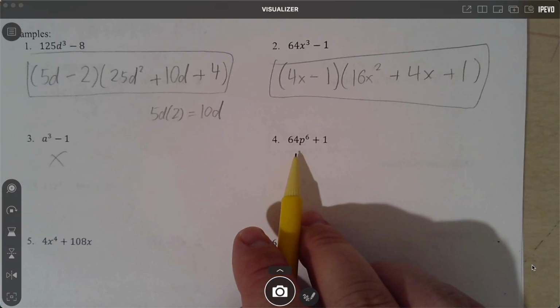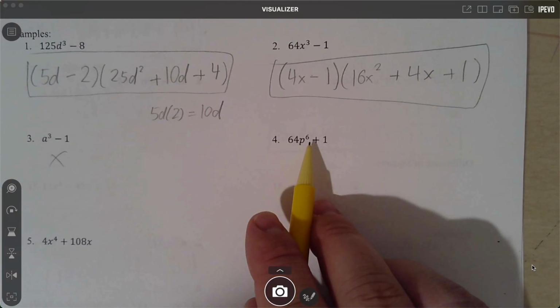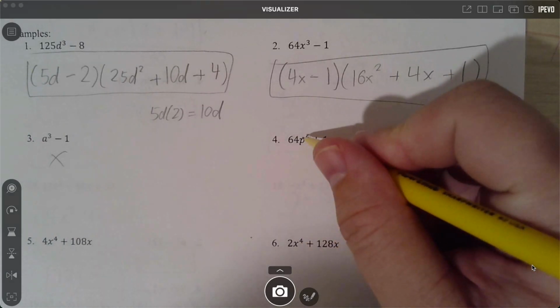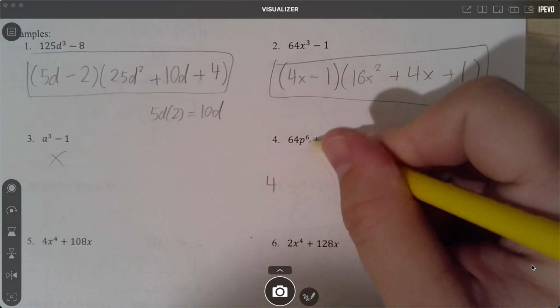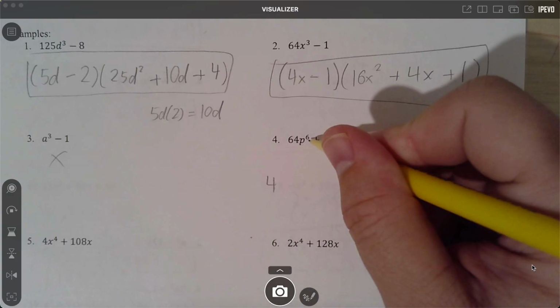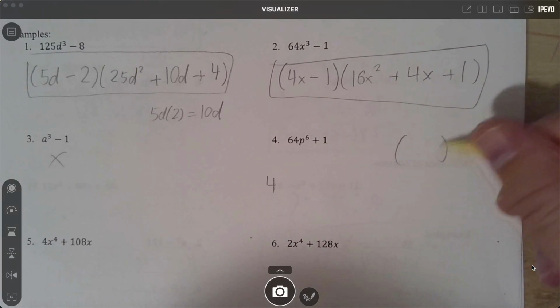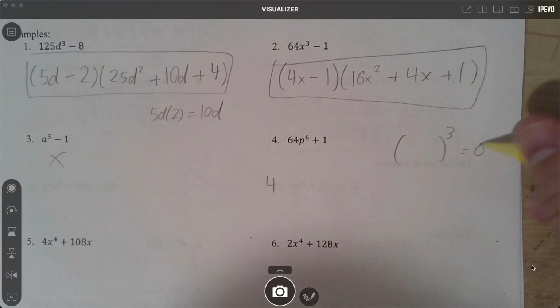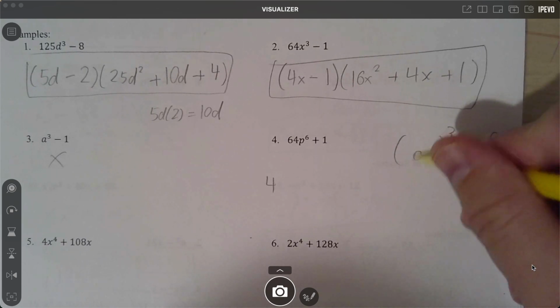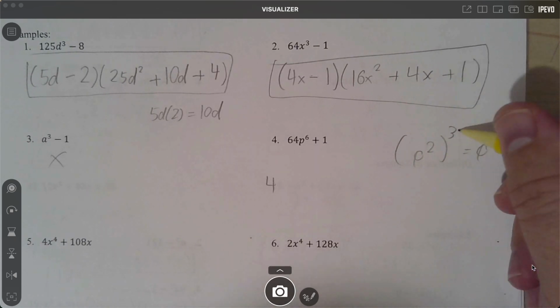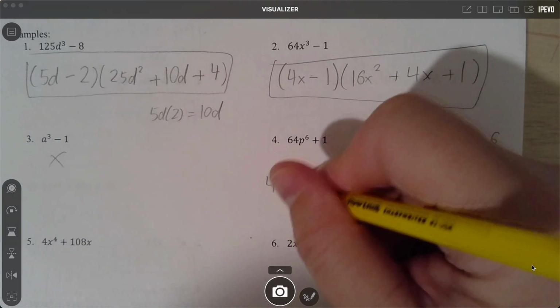Once again, 64p to the 6th now. And this will be a little bit different. But 64 still comes from 4. But p to the 6th, think about it. Something was cubed to get you p to the 6th. And if you remember your rules, p squared was cubed because that's when they multiply together.